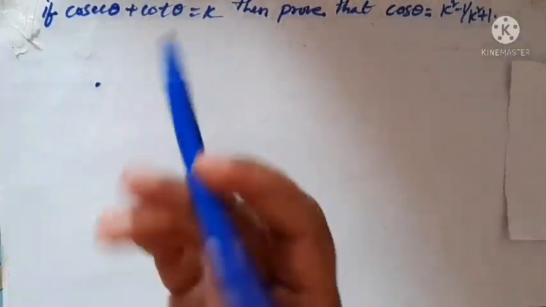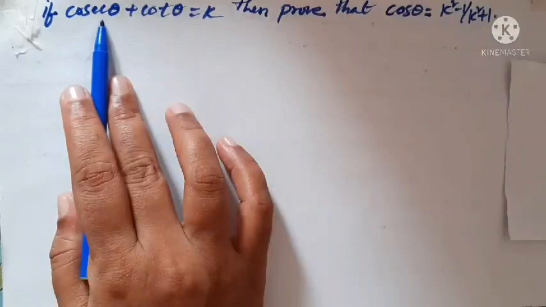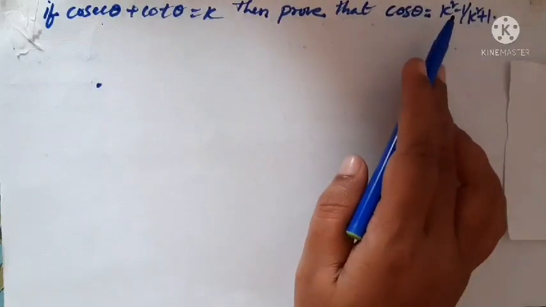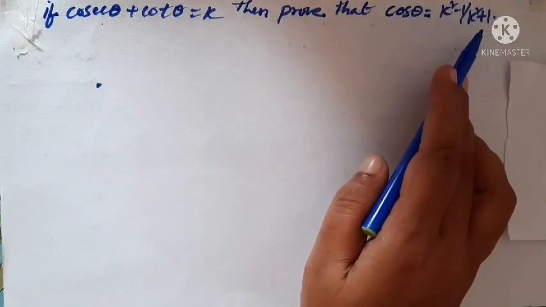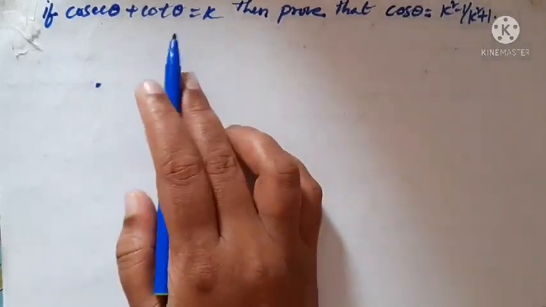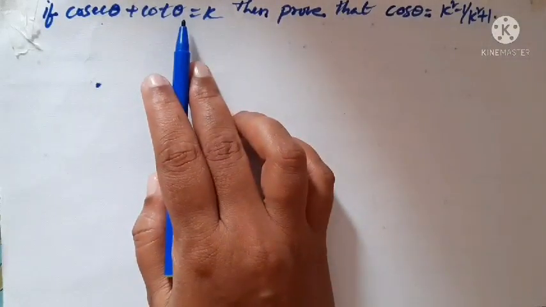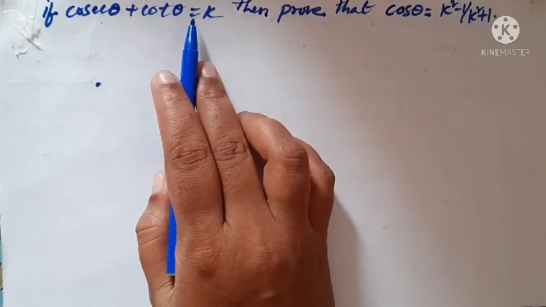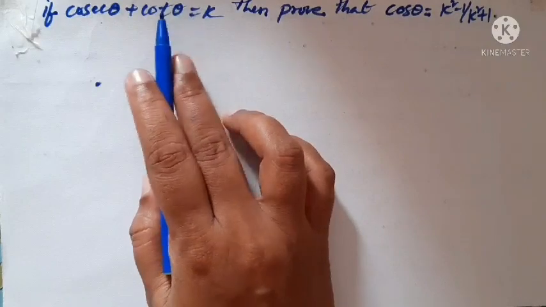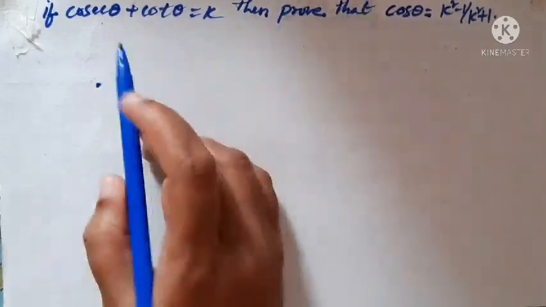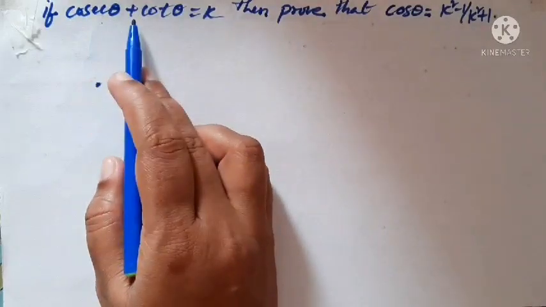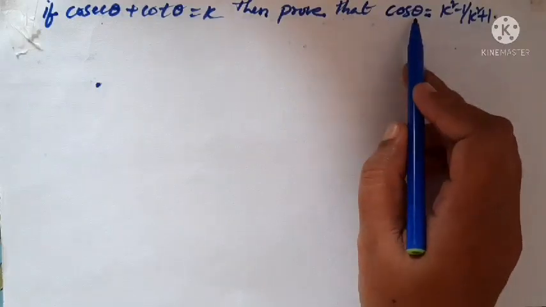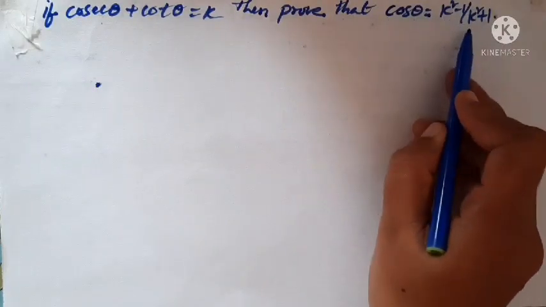Next problem. If cosecant theta plus cot theta is equal to k, then prove that cos theta is equal to k square minus 1 by k square plus 1. This problem is very important. Many times it is asked in examinations, so all students should practice these types of problems. Let's start. What is given in this problem? Cosecant theta plus cot theta is equal to k is given. We are asked to find cos theta value, that is k square minus 1 by k square plus 1.